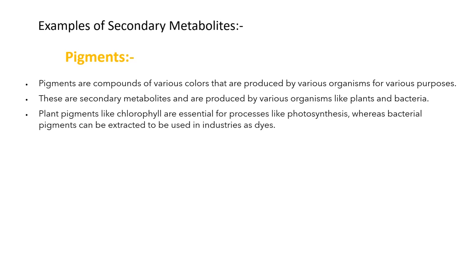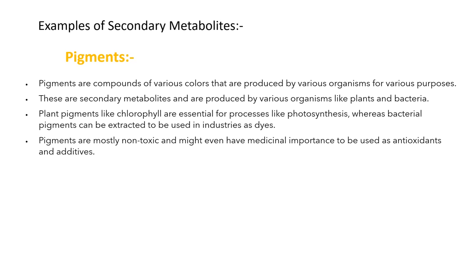Plant pigments like chlorophyll are essential for processes like photosynthesis. It is a pigment which gives color to the plant, but it is also used in photosynthesis to produce food in plants. Whereas bacterial pigments can be extracted and used in industries as dyes. Pigments are mostly non-toxic and might even have medicinal importance, to be used as antioxidants and additives.